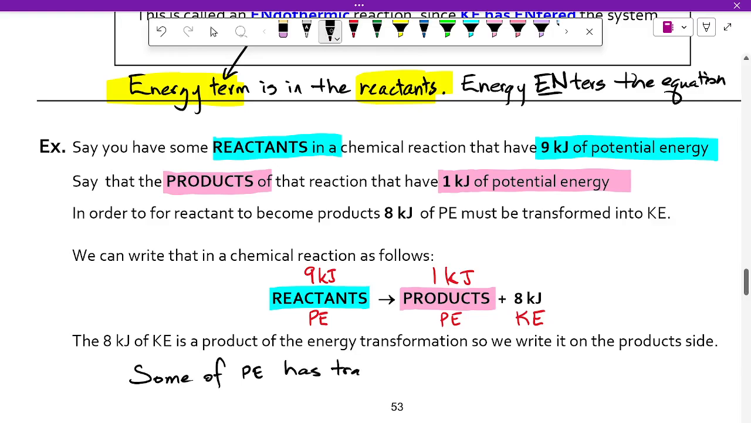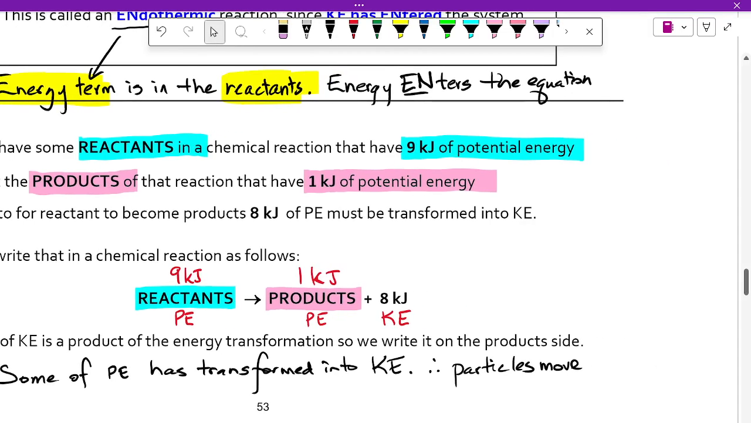has transformed into kinetic energy. Are our particles moving faster or slower now? Particles move faster. Is it going to feel warmer or colder? It's going to feel warmer. The temperature increases.